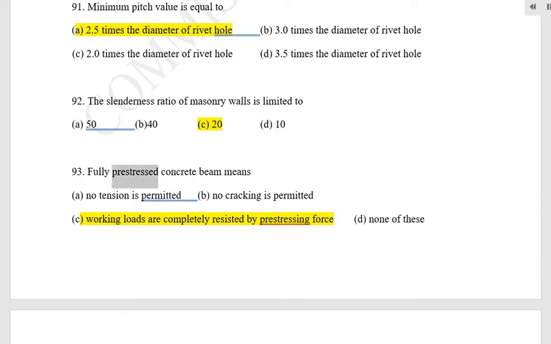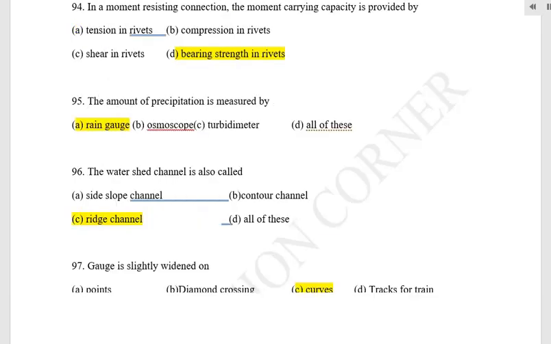93. Fully prestressed concrete beam means A. No tension is permitted, B. No cracking is permitted, C. Working loads are completely resisted by prestressing force, D. None of these. 94. In a moment resisting connection, the moment carrying capacity is provided by A. Tension in rivets, B. Compression in rivets, C. Shear in rivets, D. Bearing strength in rivets.